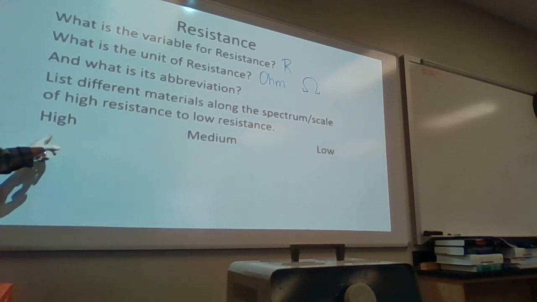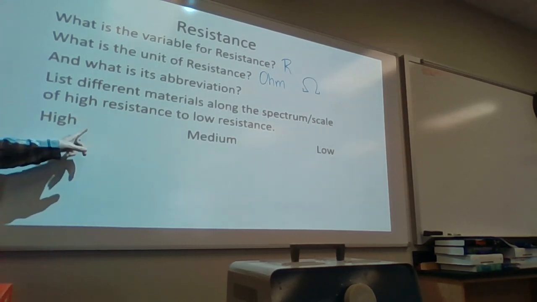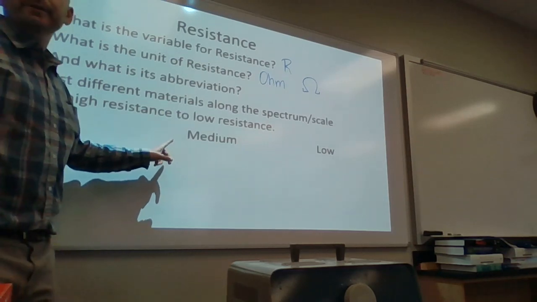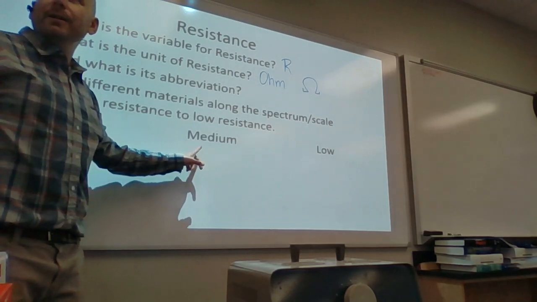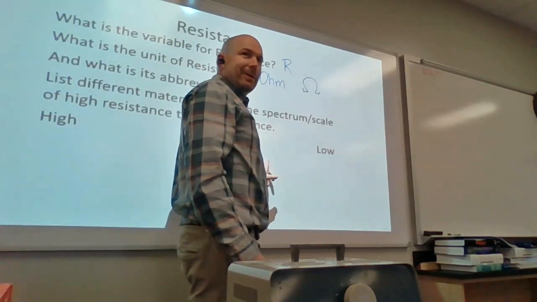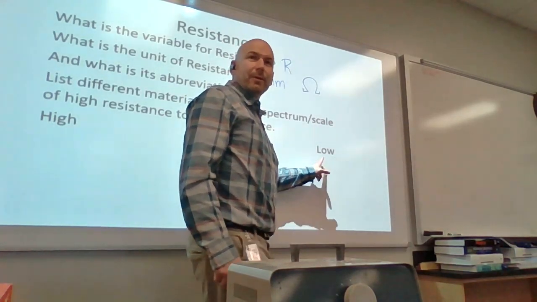Okay, so things that have high resistance are good insulators. So ceramics is a better insulator than rubber. Rubber is a better insulator than plastic. Plastic's a better insulator than wood. Wood's a better insulator than salt water. Salt water is a better insulator than steel. Steel is a better insulator than copper. Copper is a better insulator than gold.